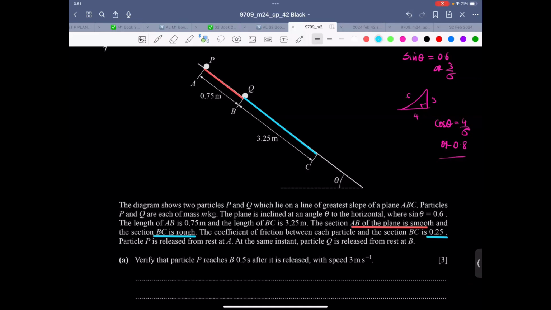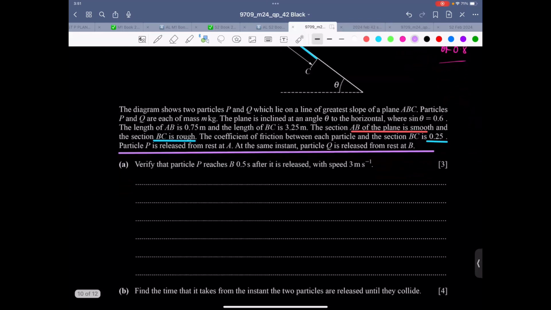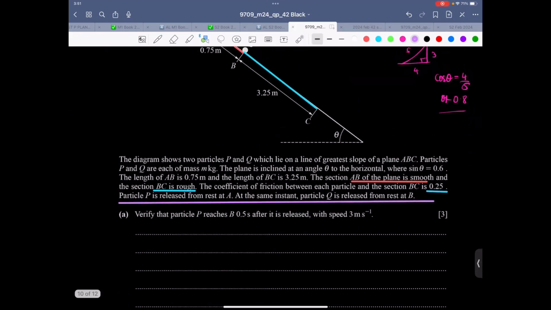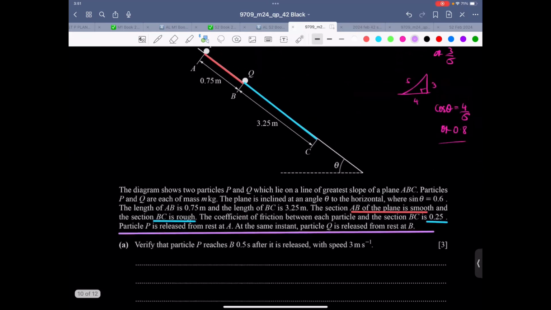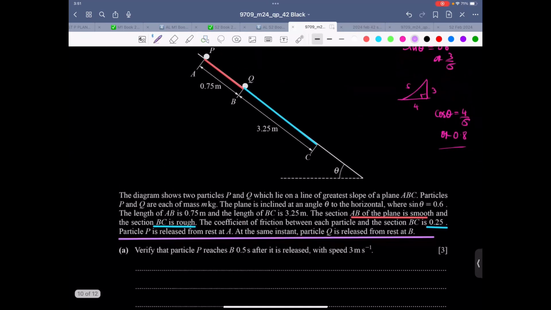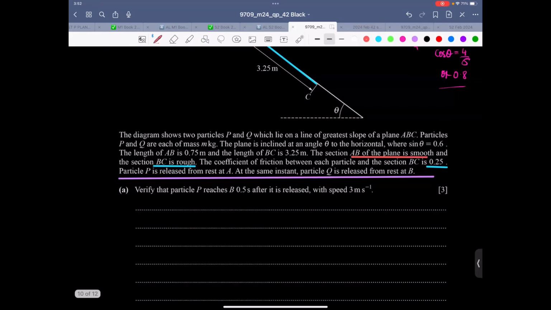Particle P is released from rest at A at the same instant particle Q is released. So both the particles are released at the same time. Now, first of all, for 3 marks, verify that particle P reaches B 0.5 seconds after it is released with a speed of 3 meters per second. So something very, very basic. First of all, for the portion AB, that is this orangish portion.